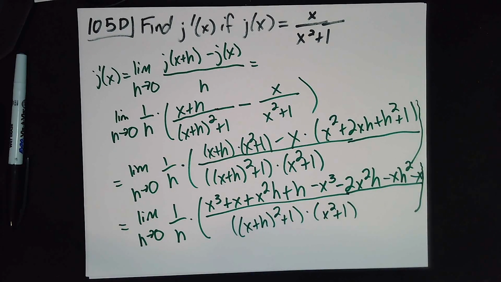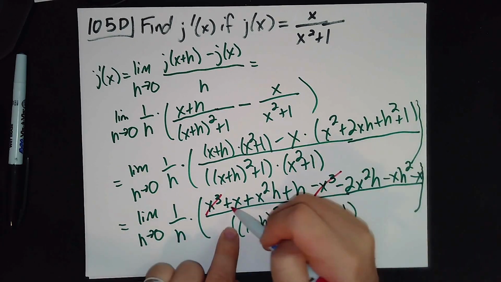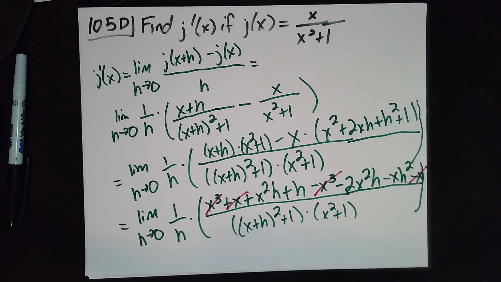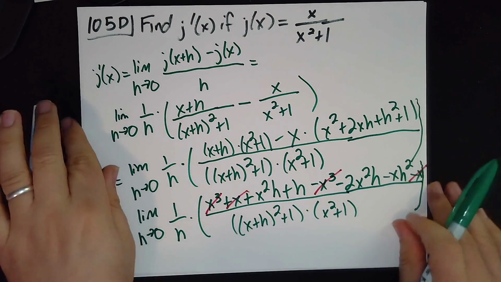Okay, so we look for our stuff that canceled, hoping that there is some of it. And I see an x cubed that cancels with an x cubed, and an x that cancels with an x. And so I do my sanity check, and once again, I am left where I want to be, which is to say that I am left with only terms with h's in them in the numerator, so I can divide through by h.